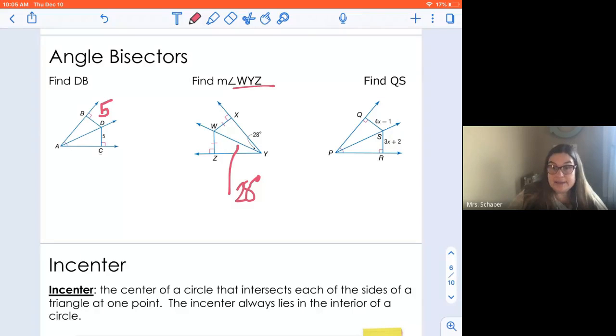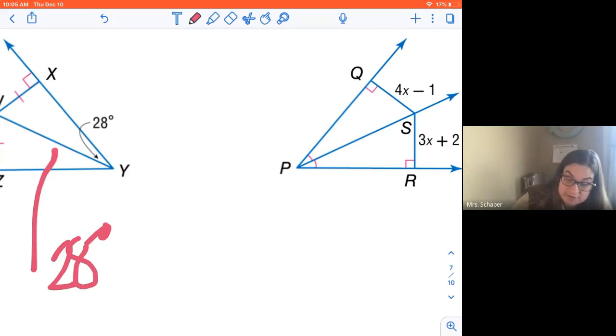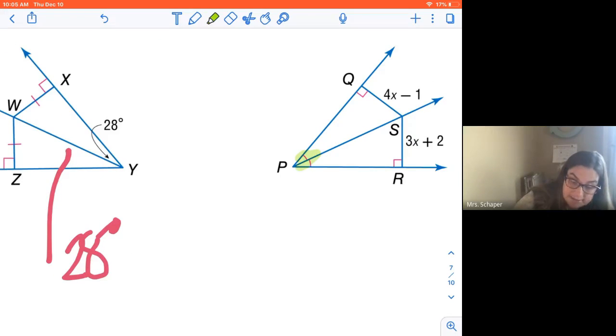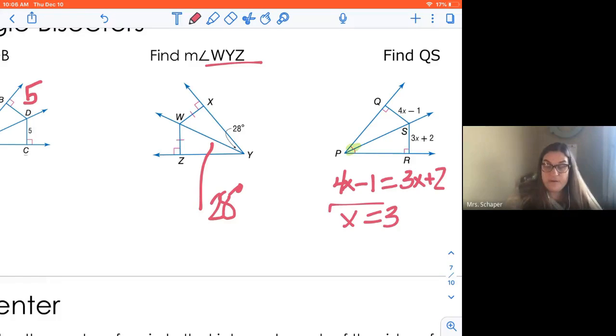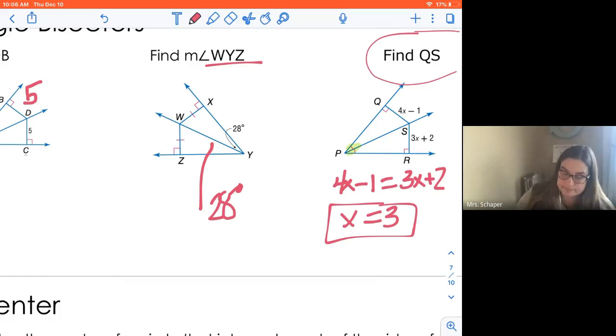Looking at QS, again, we know it's an angle bisector. We're looking here to see that as well. This tells me that those two angles are the same. If that's an angle bisector, the theorem says that QS should be equidistant to SR. So 4x minus 1 is 3x plus 2, so x equals 3. Now, the question said find the measurement of QS. So 4 times 3 minus 1 is 11.